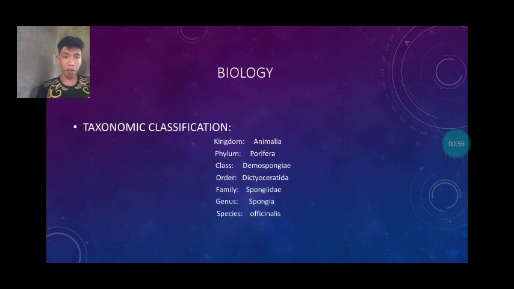Its taxonomic classification: Kingdom Animalia, phylum Porifera, class Demospongiae, order Dictyoceratida, family Spongiidae, genus Spongia, species officinalis.